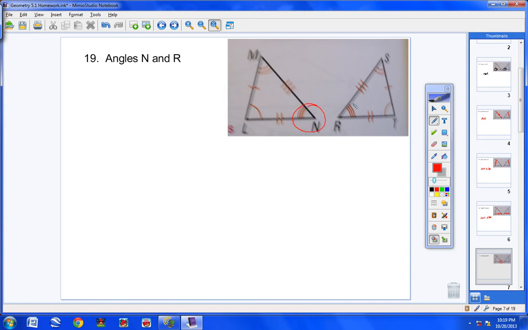Number 19, angles N and R. Here's N, here's R. Notice N has 3 slashes. Notice R has 3 slashes. That means they're congruent angles. So yes, angles N and R are corresponding angles. All right?